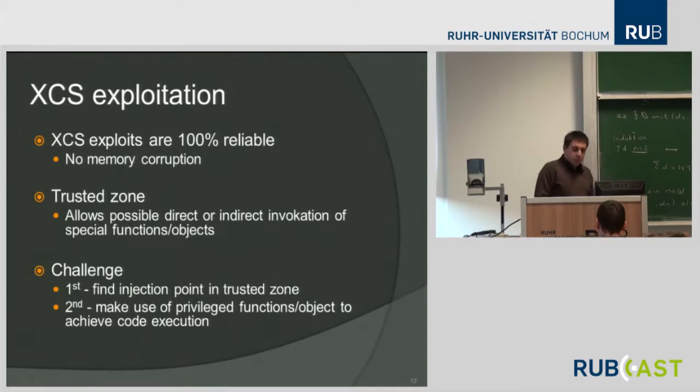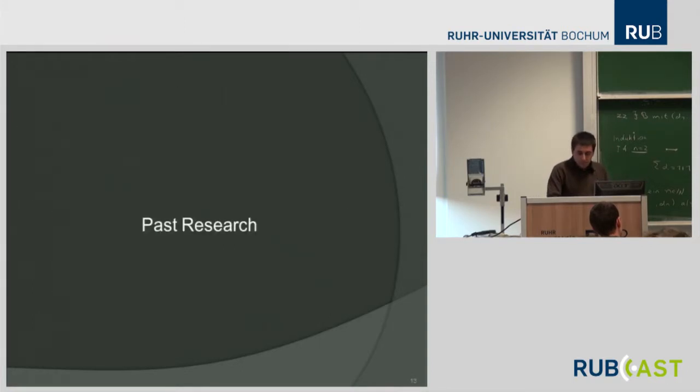So in terms of exploitation, it comes down to a challenge. The first thing you have to do if you're looking for this kind of bug is find the injection point where you can inject JavaScript content. And the second, once you've found the injection point, is how you can make the JavaScript interact with the trusted APIs. So I want to give you some examples of bugs which I discovered in the past.